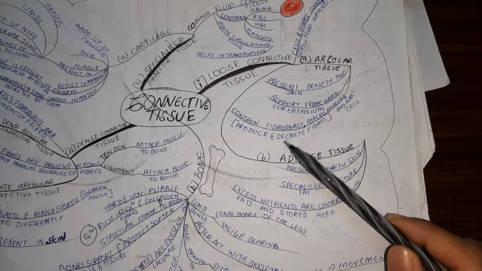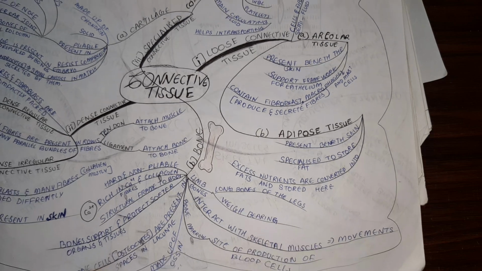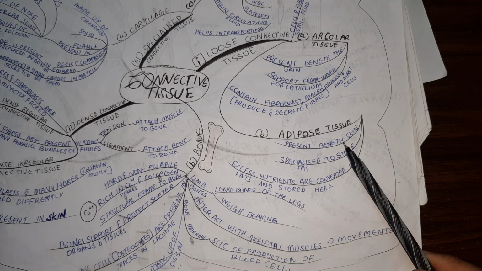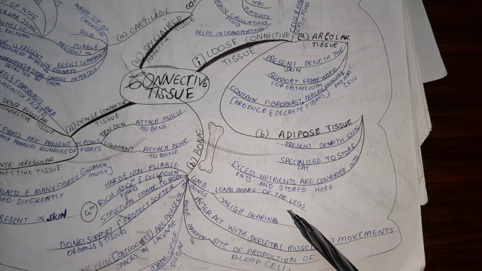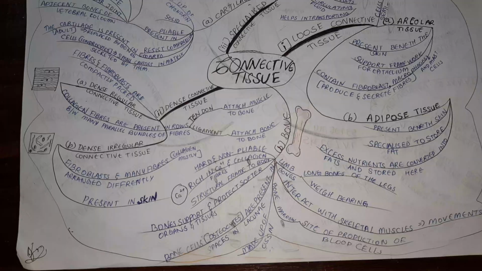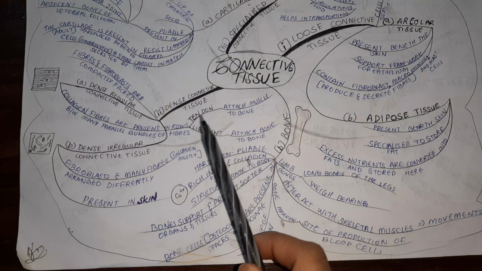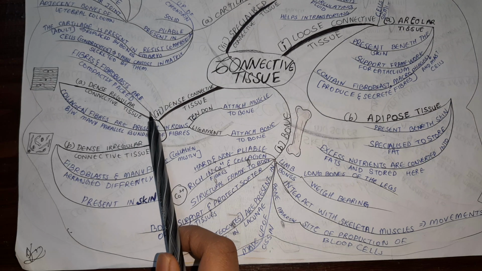These cells all secrete and produce the fibers. Second, we have adipose tissue. This is also present under the skin, and it is specialized to store the fat. Excess nutrients are converted to fat and they are stored in this adipose tissue. Secondly, we have the dense connective tissue. This means that fibers and fibroblasts are compactly packed.